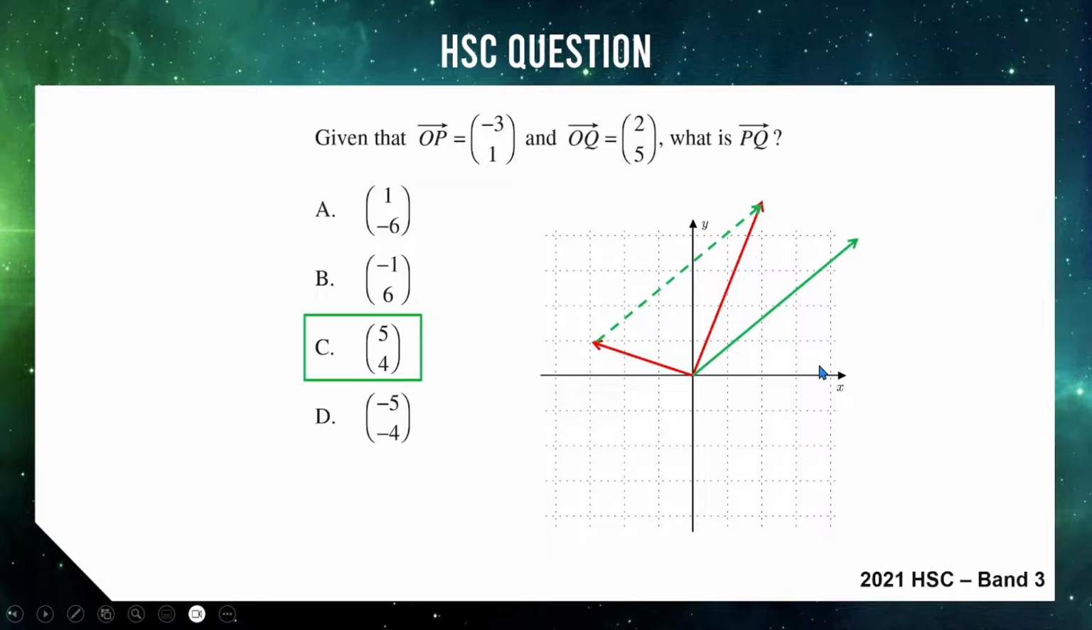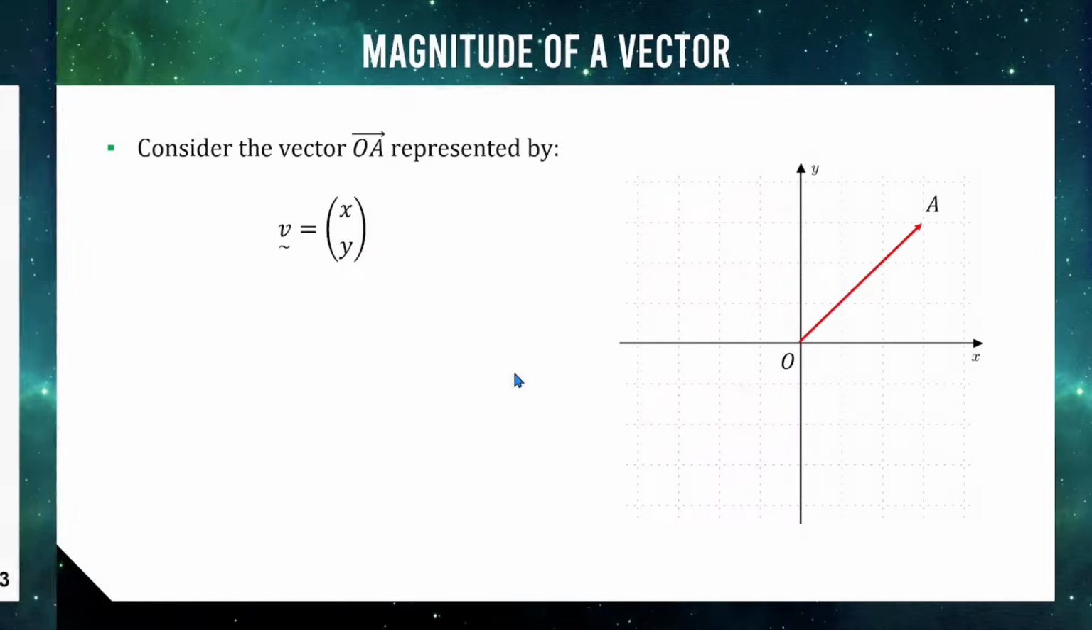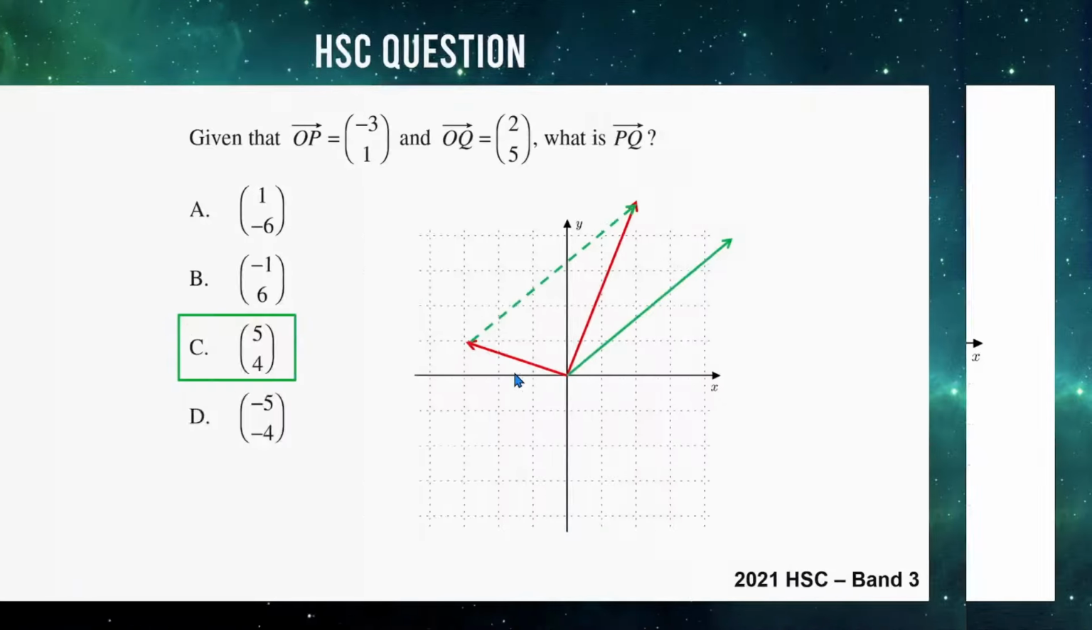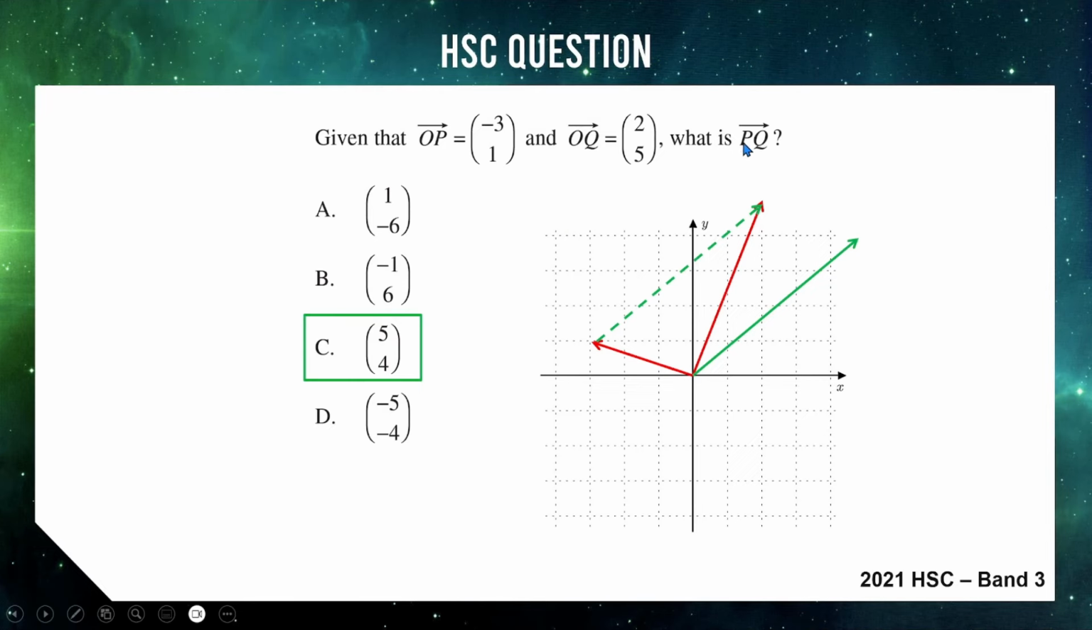Of course, you won't have an axis in your exam, and I really don't expect you to want to draw this diagram for a 1-mark question. So the shortcut is that the vector from P to Q, using the thing I taught you before, is just the vector Q minus P. Once again, Q minus P is the vector from P to Q.